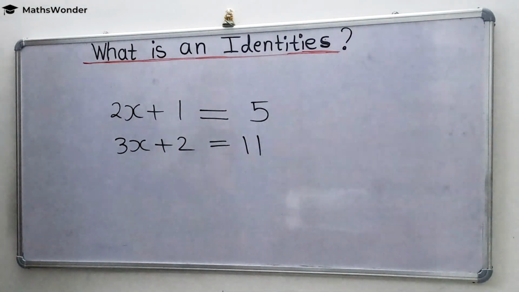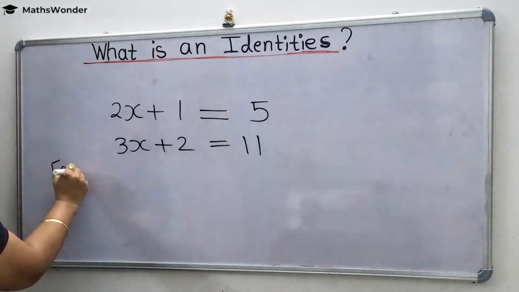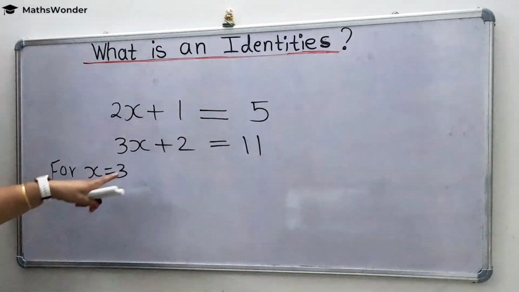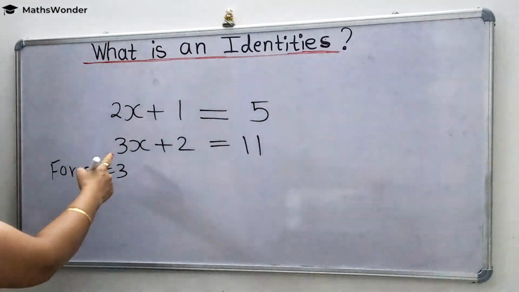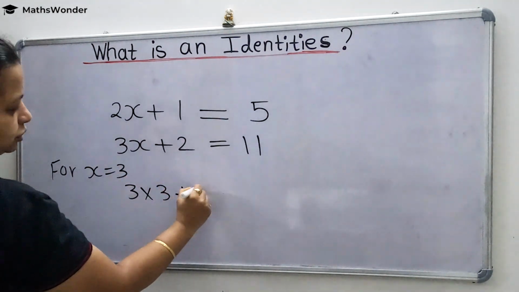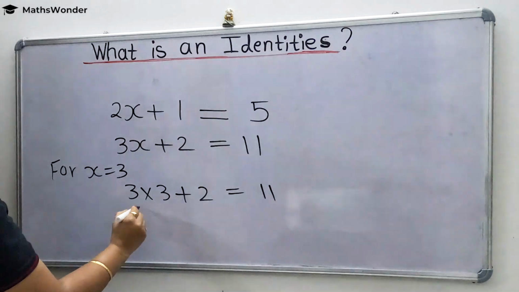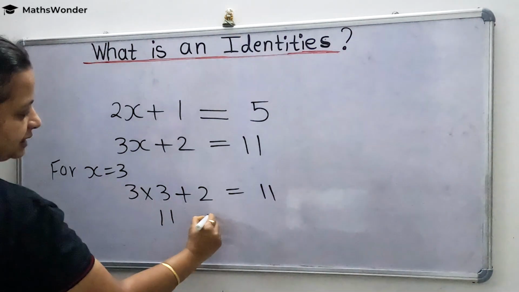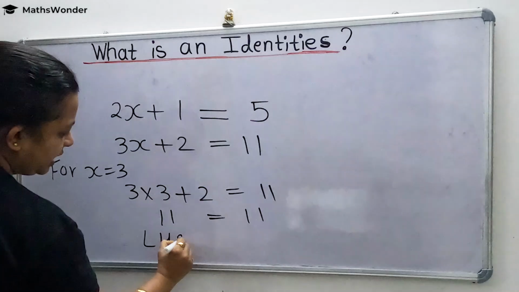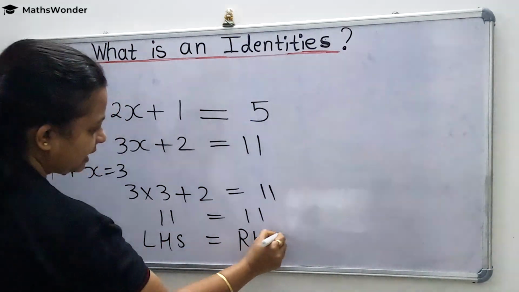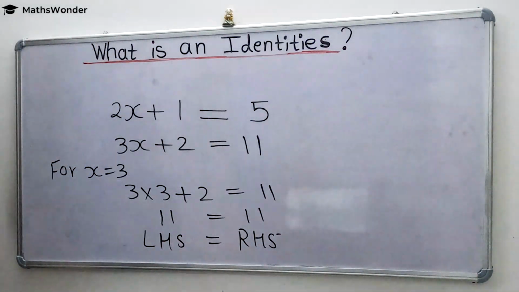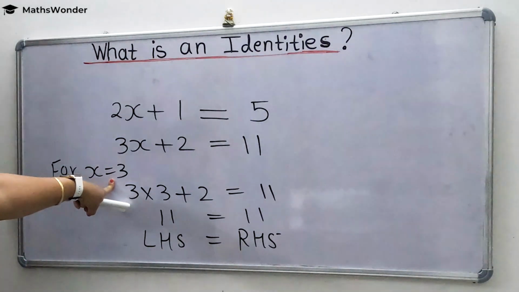In this equation, suppose we are finding for x is 3. So what will be the value? 3 times 3 plus 2: 3 times 3 is 9. This is the left hand side. 9 plus 2 is 11. This is also 11. It means left hand side is equal to right hand side. So what is the meaning? Thus LHS is equal to RHS when x is equal to 3.